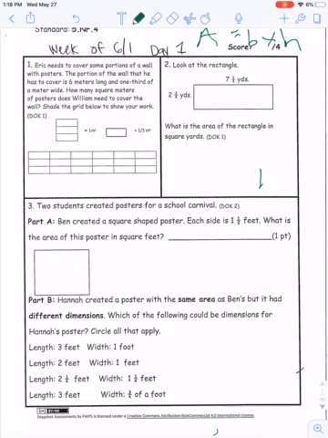All right. Eric needs to cover some portions of the wall with posters. The portion of the wall that he has to cover is 6 meters long and 1/3 of a meter wide. How many square meters of posters does William need to cover the wall? Shade the grid below to show your work. Okay, first thing to figure out how many square meters of posters William needs to cover the wall.